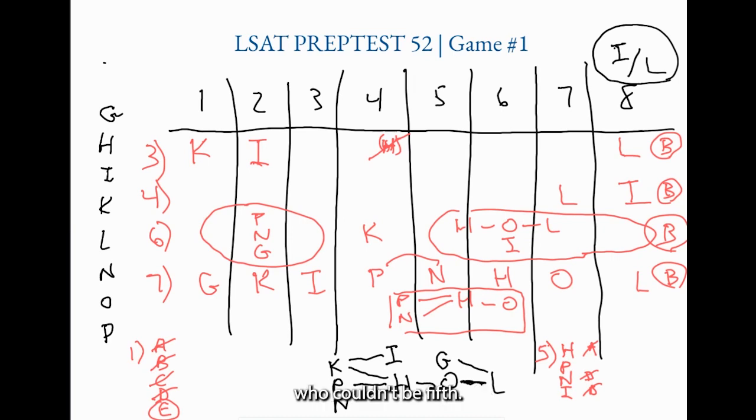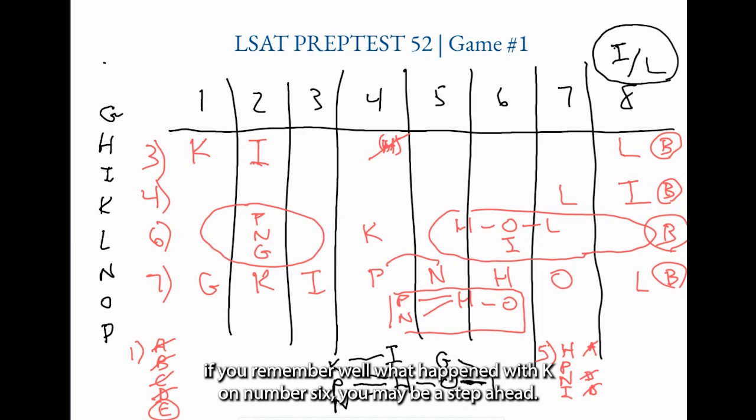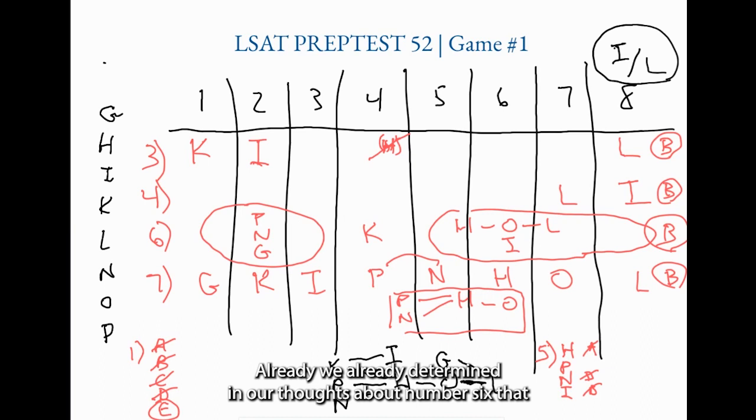Who couldn't be 5th? Well, we could pick one of those to try out, but if you remember well what happened with K on number 6, you may be a step ahead already. We already determined in our thoughts about number 6 that K has 4 players after it. So K cannot possibly be fifth because there's too many after it, and choice C is the answer. If need be, you can draw out an example that shows that O could be fifth.